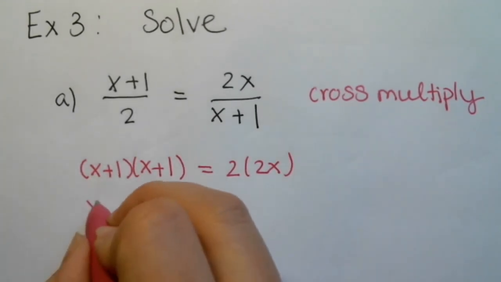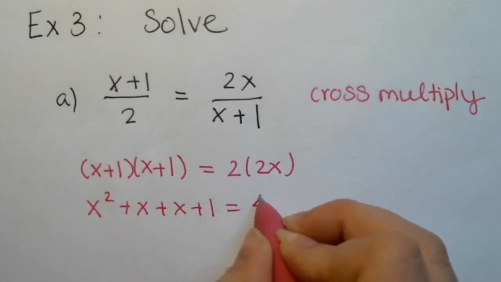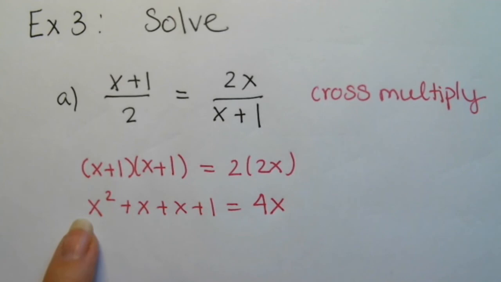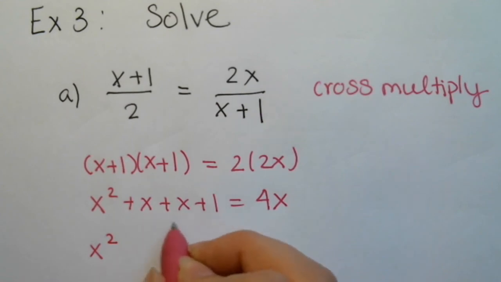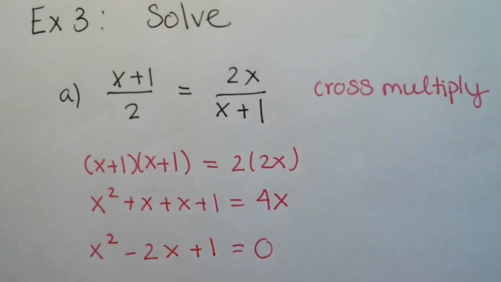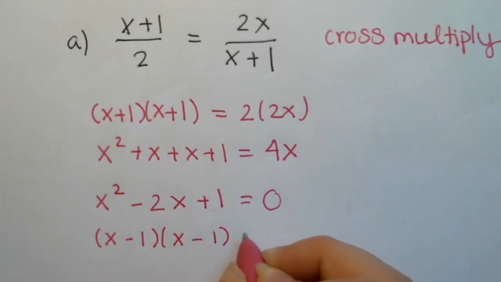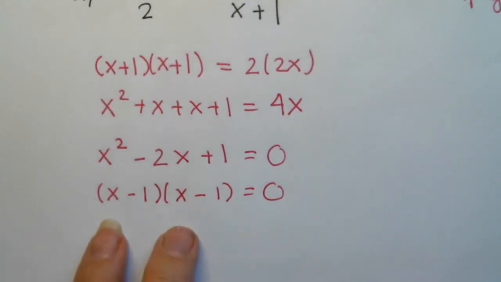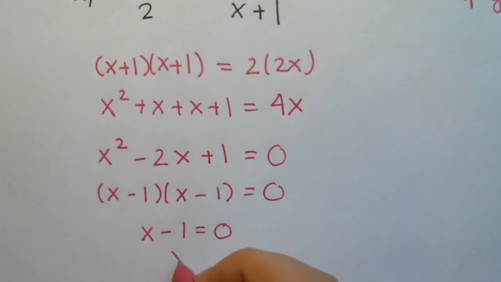Okay, this gives me x squared plus x plus x plus 1 equals 4x. All right, now because I have an x squared type of term, I'm going to move everything to one side and factor. Okay, so I have 2x minus 4x, or negative 2x. Okay, I'm going to factor this. So what multiplies to 1 and adds to negative 2, it should be negative 1 and negative 1. Okay, so because these two factors are the same, I'm only going to get one solution. It's a repeated solution. Okay, I get the solution x equals 1.